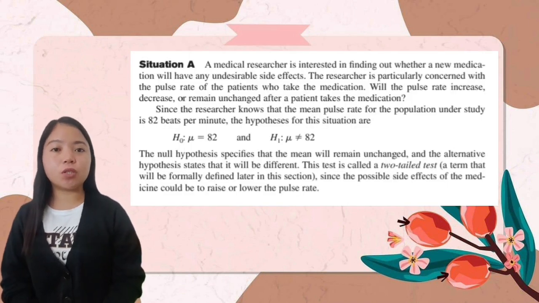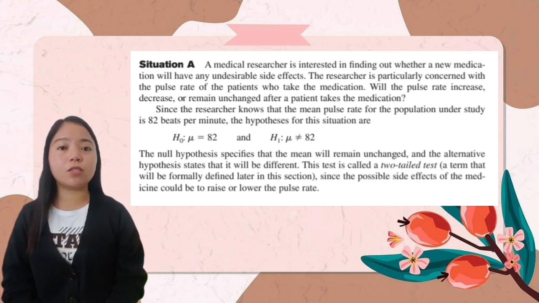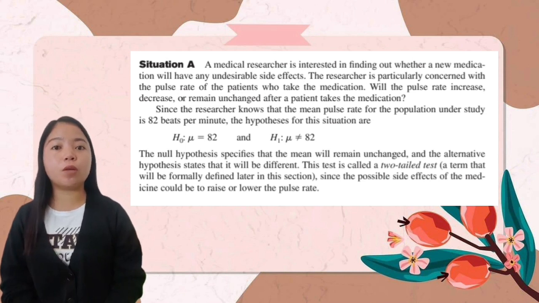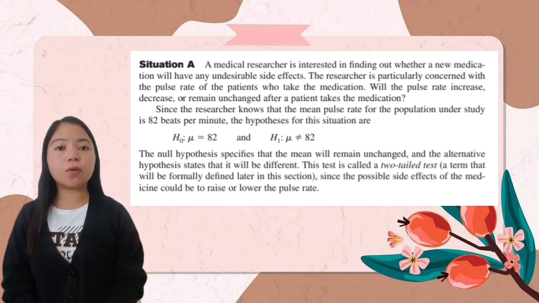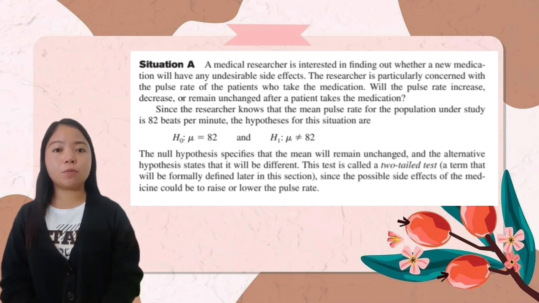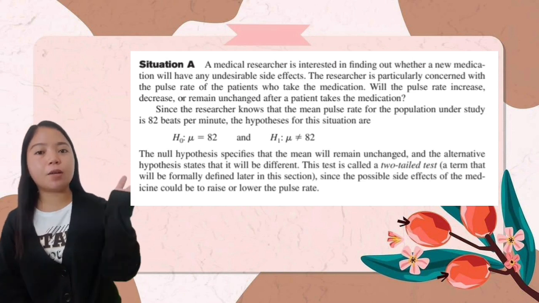A medical researcher is interested in finding out whether a new medication will have any undesirable side effects. The researcher is particularly concerned with the pulse rate of the patients who take the medication. Will the pulse rate increase, decrease, or remain unchanged after a patient takes the medicine? Since the researcher knows that the mean pulse rate of the population under study is 82 beats per minute, the hypotheses for this situation are like this.